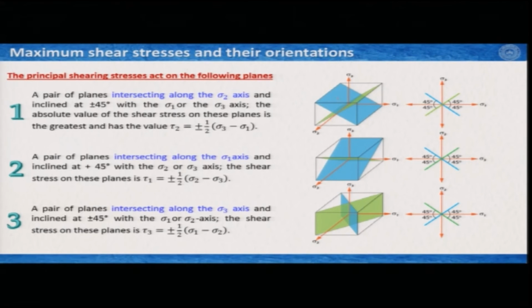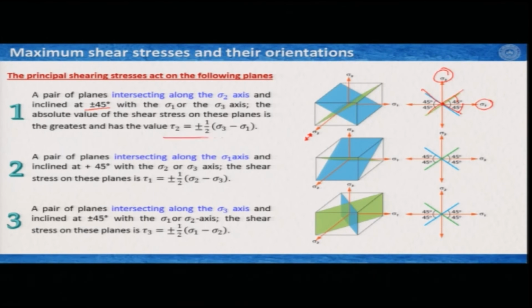So, I have these two planes, one is blue, one is green, they are intersecting along the sigma 2 axis, okay, and they are inclined to the sigma 2 axis with a value of plus and minus 45 degrees. So, if I make a cross section, then I see this is my sigma 2 which is projecting away from the board, and then you have sigma 1 and sigma 3. So, it would intersect like this, and each intersection would have the value of 45 degrees if the rock you are considering is perfectly isotropic.